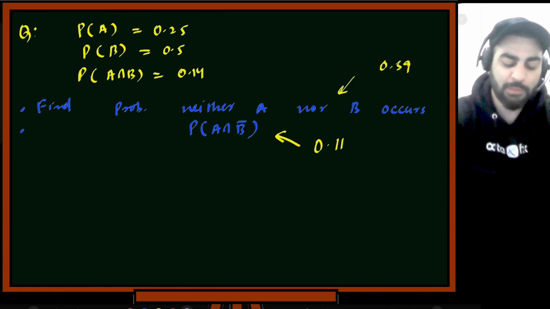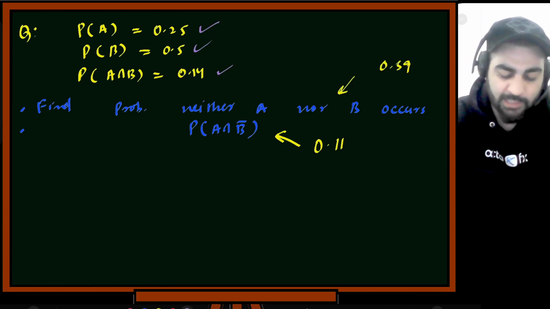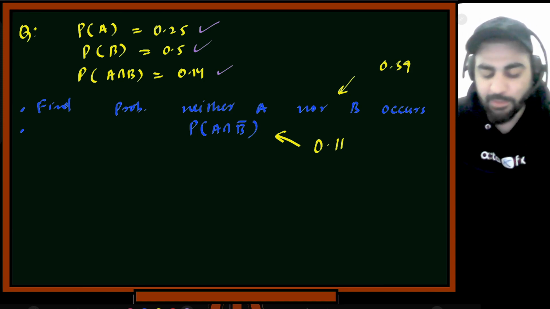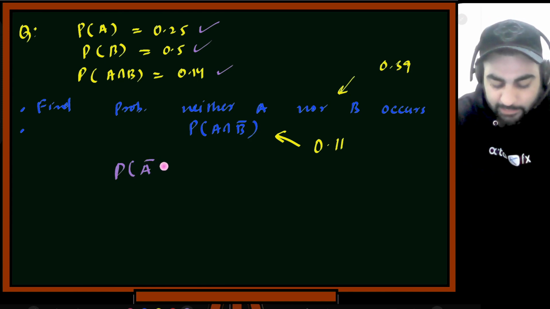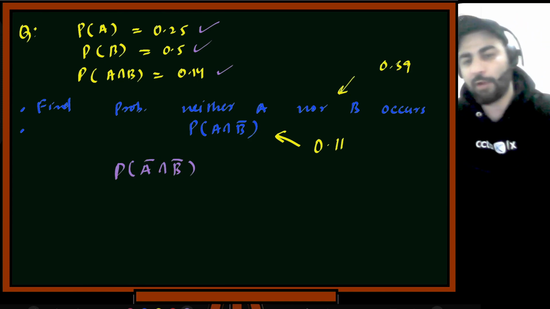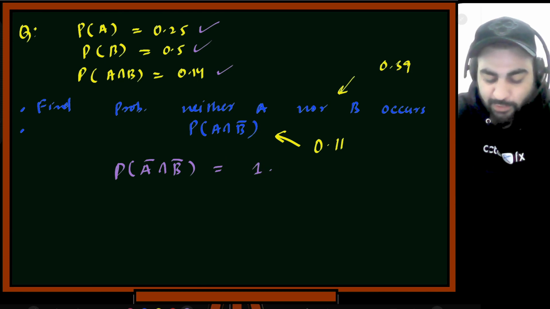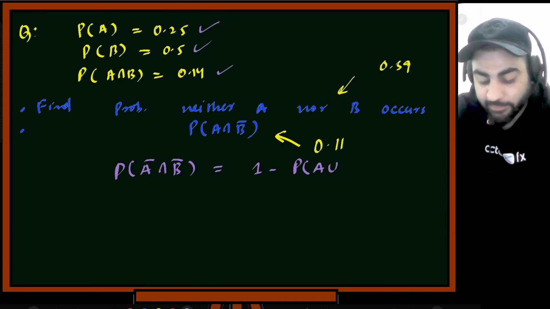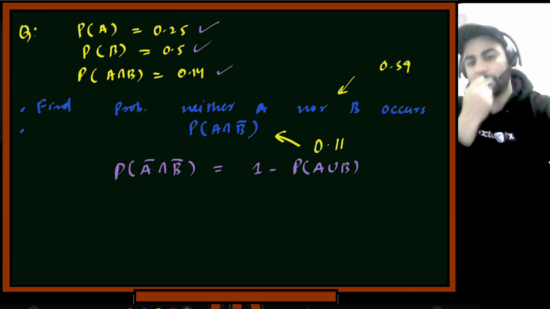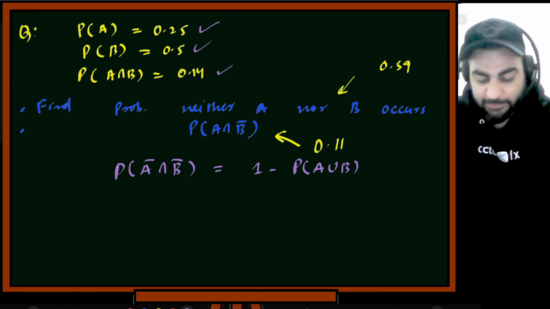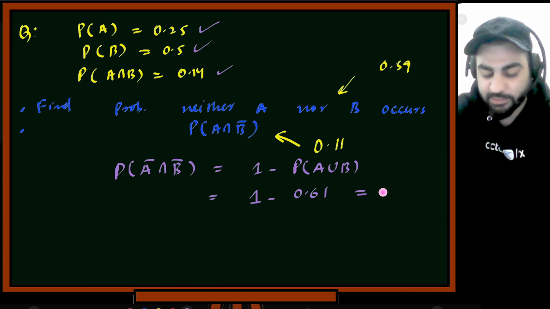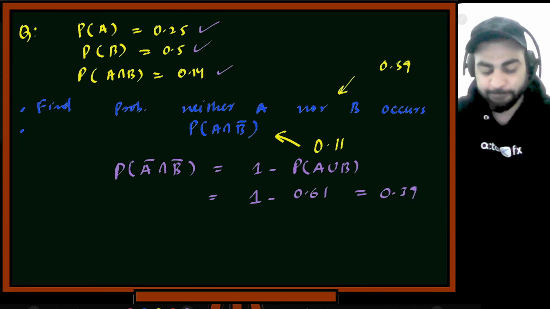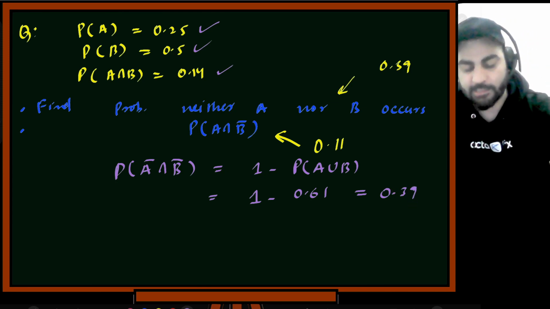The probability of A was given, probability of B was given, and probability of A intersection B. The first thing is we have to find the probability that neither A nor B happens. That is, we have to find probability of A complement intersection B complement. I know that this is equal to 1 minus probability of A union B. What is 1 minus this? 1 minus 0.61, if you just compute it, is 0.39. Okay, I think this is the answer.